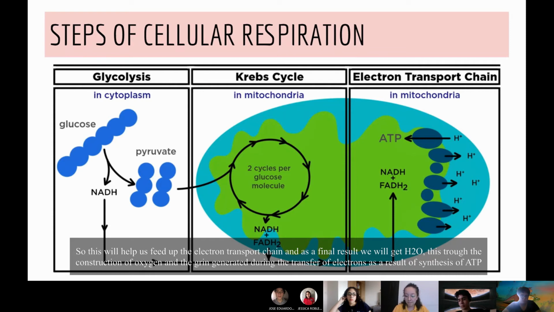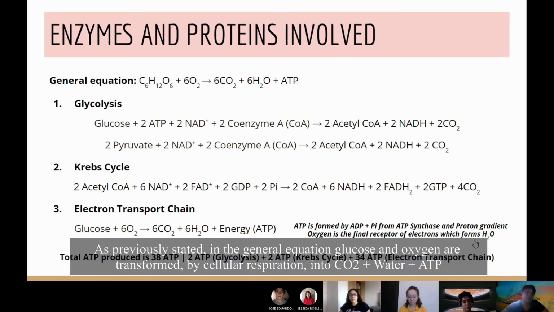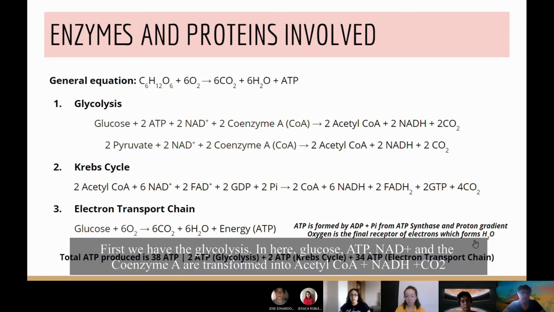And as a final result, we will get H2O. This is through the consumption of oxygen and the energy generated during the transfer of electrons, resulting in the synthesis of ATP. Then we have the enzymes and proteins involved. As previously stated in the general equation, glucose and oxygen are transformed with cellular respiration into CO2 plus water plus ATP. First, we have the glycolysis in here.